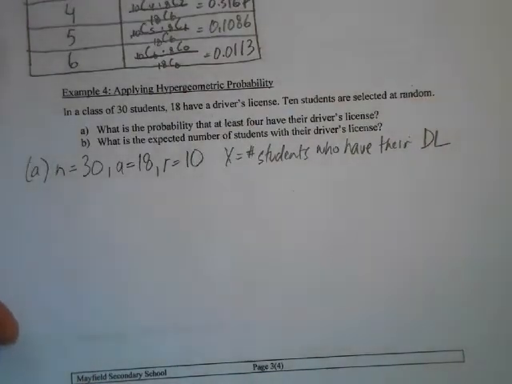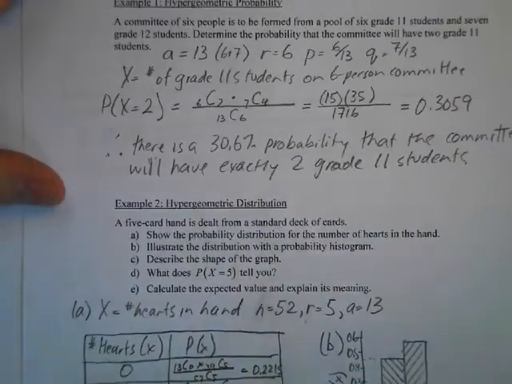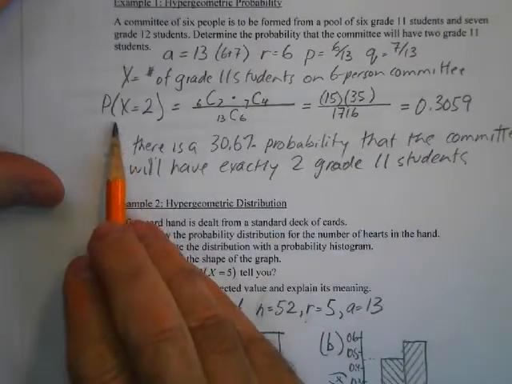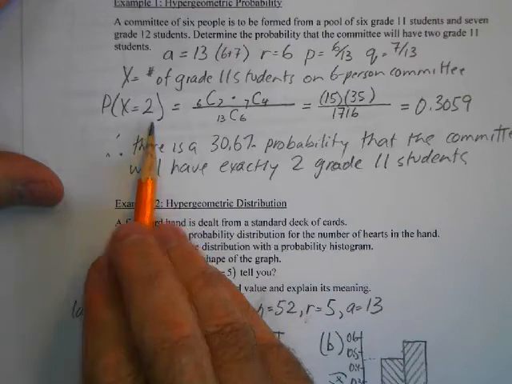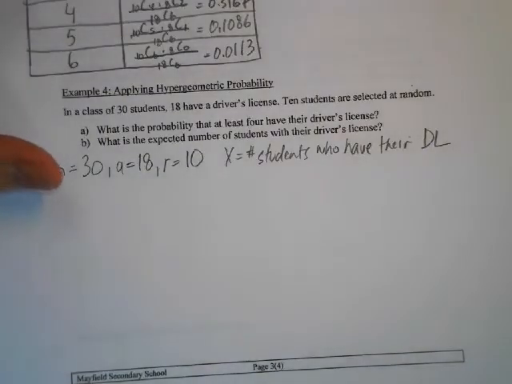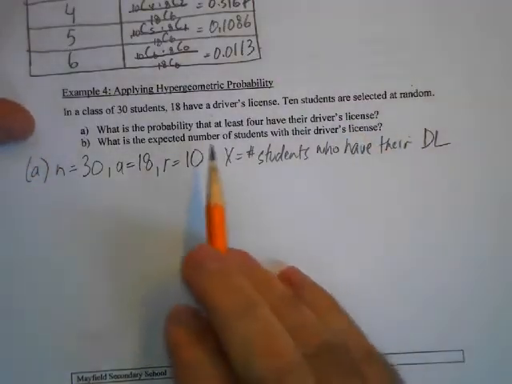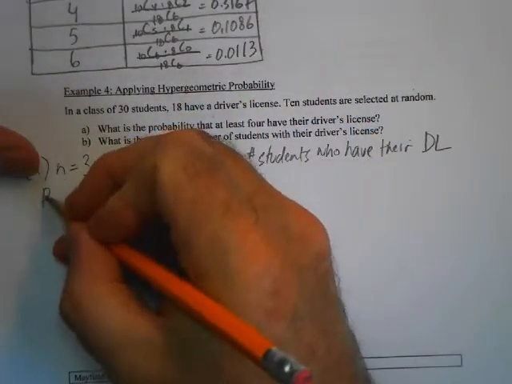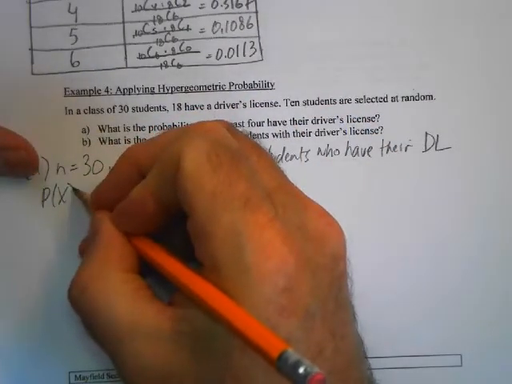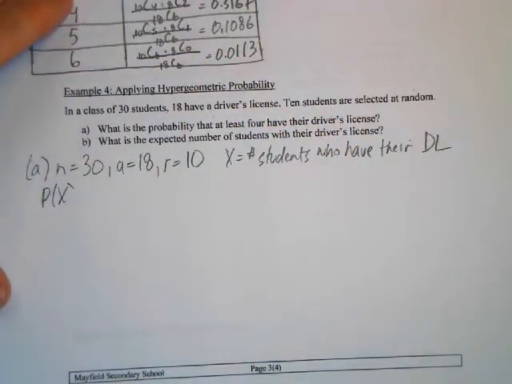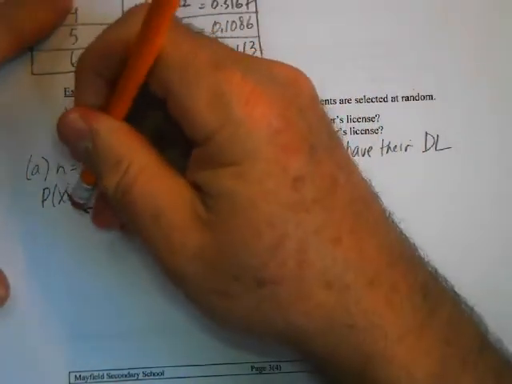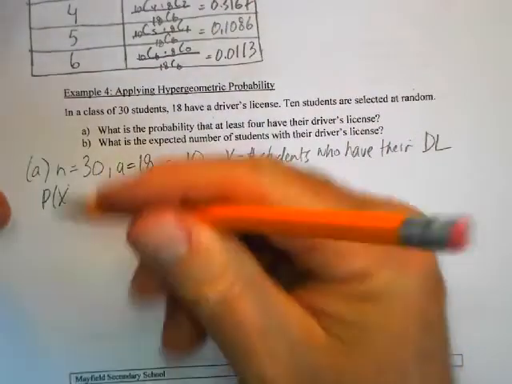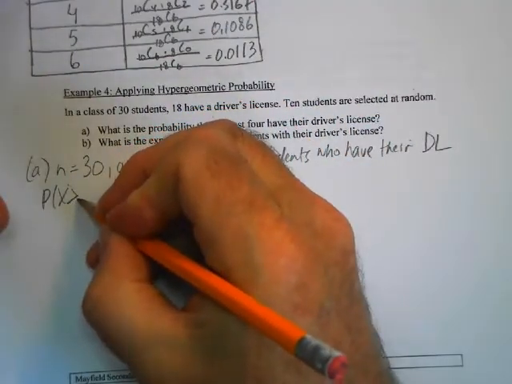Now if I want to turn this into a probability statement, for example, if we go back to example 1, I said probability x equals 2. In this case, it's worded a little different. It's at least 4 have their driver's license. So we want to say probability x is greater than or equal to 4. So more than one value of x.